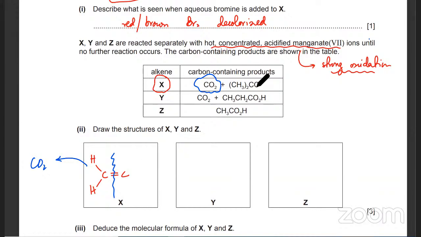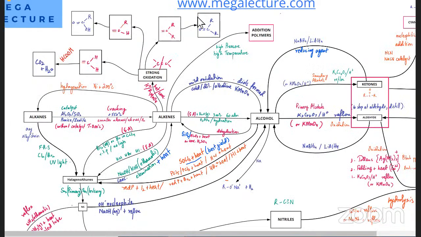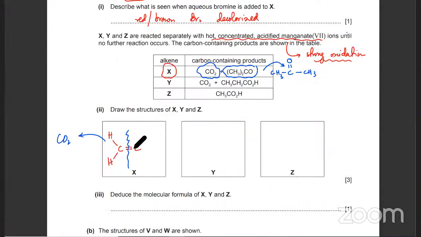What is happening to the other part? The other part is turning into a ketone. If you look at this molecule over here, it is a ketone, because it's got a C double bond O, and it's got 2 CH3 groups attached to it. So when the double bonded carbon atom has 2 carbon chains attached to it, it turns into a ketone. That's why this other double bonded carbon atom is going to turn into a ketone.